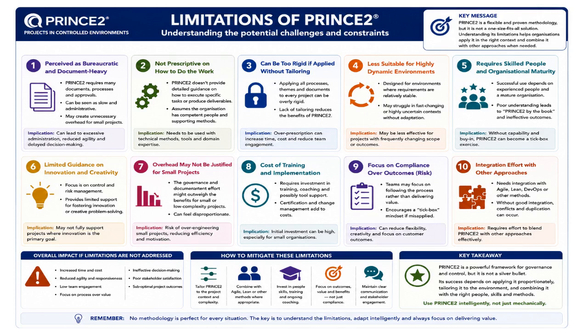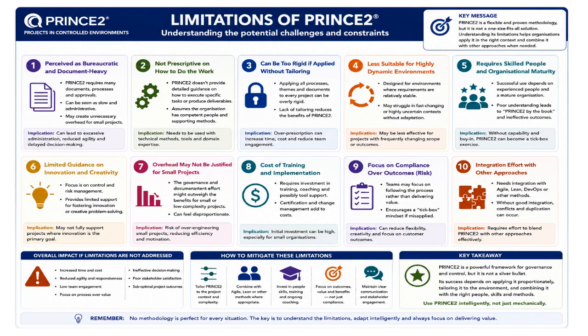At the top right of the slide, the key message explains this clearly. PRINCE2 is flexible and proven, but it is not a one-size-fits-all solution. Organizations must understand its limitations, tailor it appropriately, and combine it with other approaches when necessary. Understanding these limitations is very important because successful project management is not about following rules blindly. It is about applying methods intelligently based on the project environment. Let us now examine each limitation in detail.